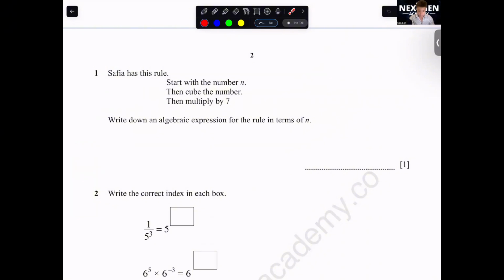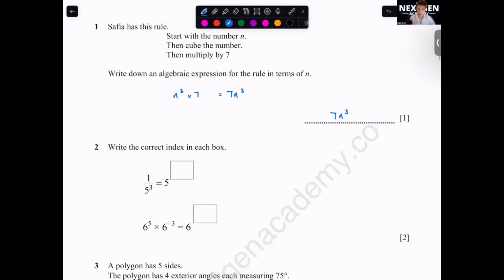Start with the number n, then cube the number, then multiply by 7. Write an algebraic expression for the rule in terms of n. So we're going to start with n. I think this one is quite easy. N, we cube the number, then times 7. We can write it as 7n cubed. Where got 7n squared? 7n cubed.